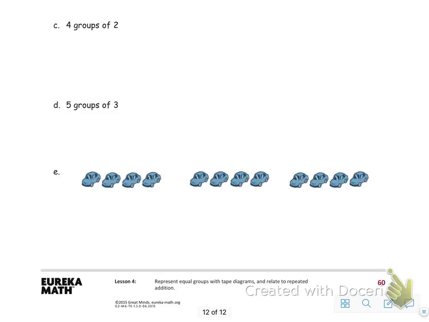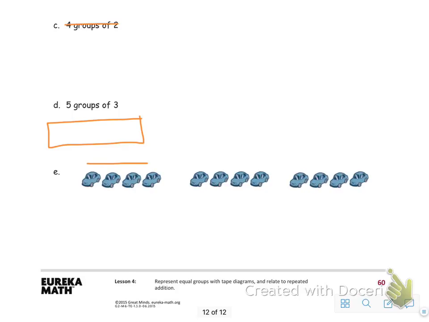Alright, so let's go ahead and take a look at these last few problems. We just took care of that one. So we have 5 groups of 3, so this one would be exactly the same as the last one that we did. You would just draw a tape diagram. You make sure that it has 5 groups, and that the number 3 is in each group. And then do the repeated addition down here.